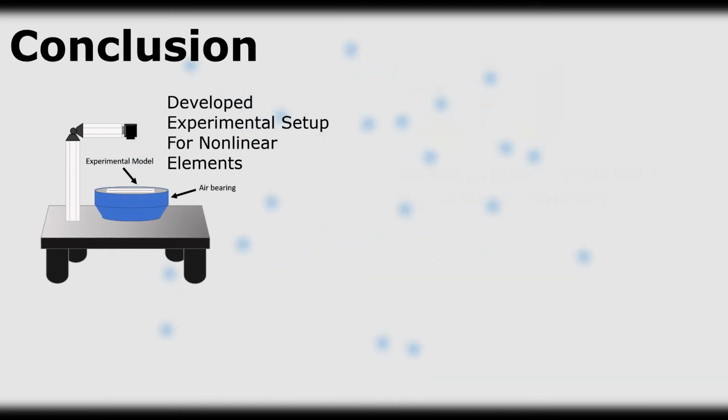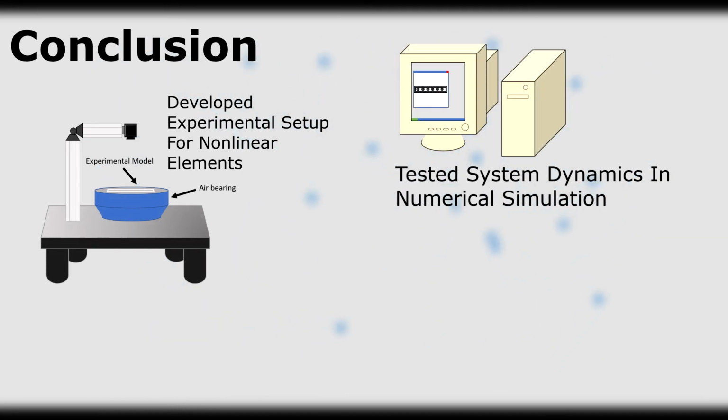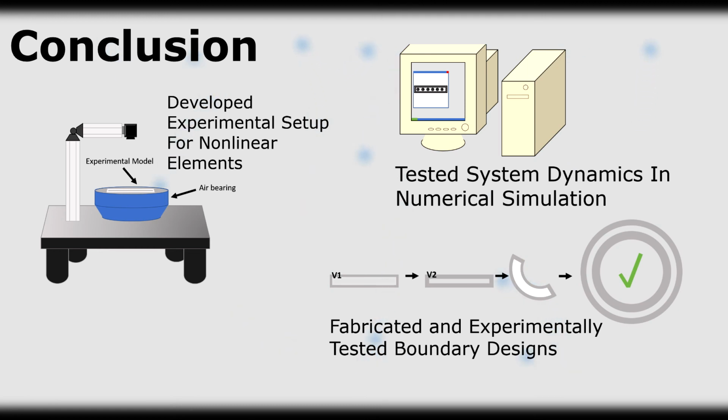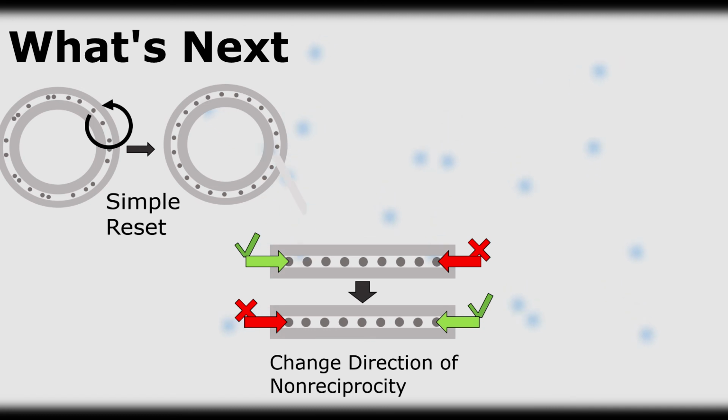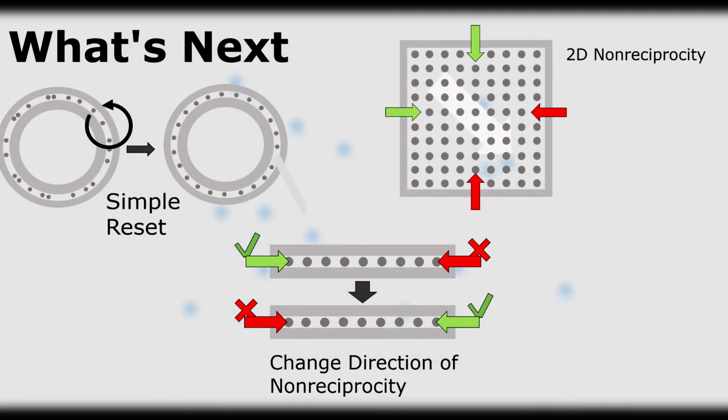To summarize my work this past year, I developed an experimental setup for nonlinear elements. I tested my system numerically, and I successfully created an experimental design which worked. Moving forward with my research, I plan to add the ability to quickly and easily reset the boundary, change the direction of non-reciprocity, and finally develop the system to work in 2 dimensions.